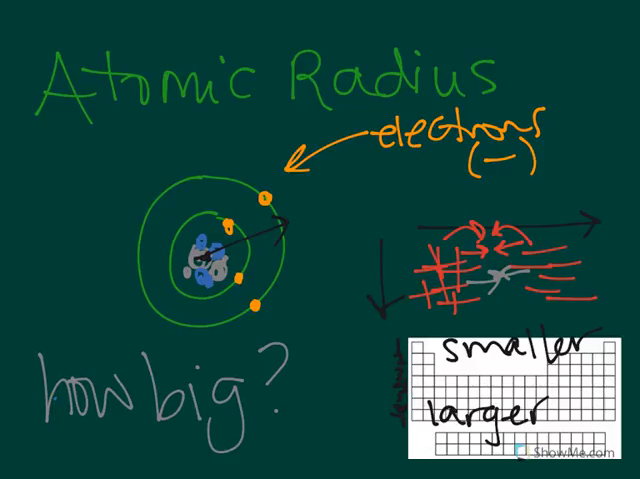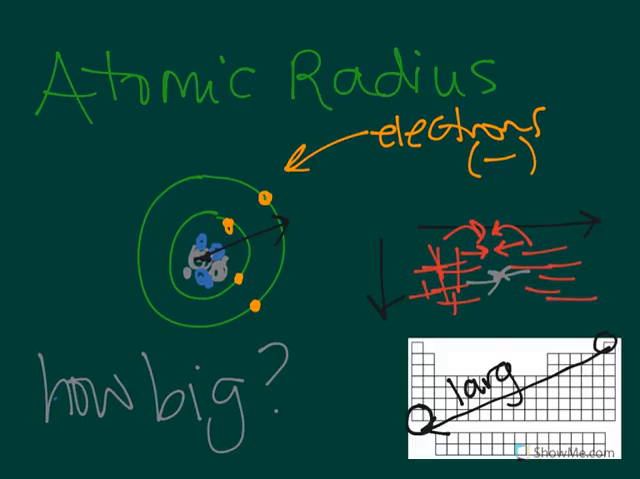That being said, your larger atoms would be on the left side of the periodic table, while your smaller would be on the right. So to sum that up, when you look at the periodic table, your largest atom would be the bottom left. The smallest atom would be the top right of the periodic table. So the general trend would be as you go down and to the left, you get larger.